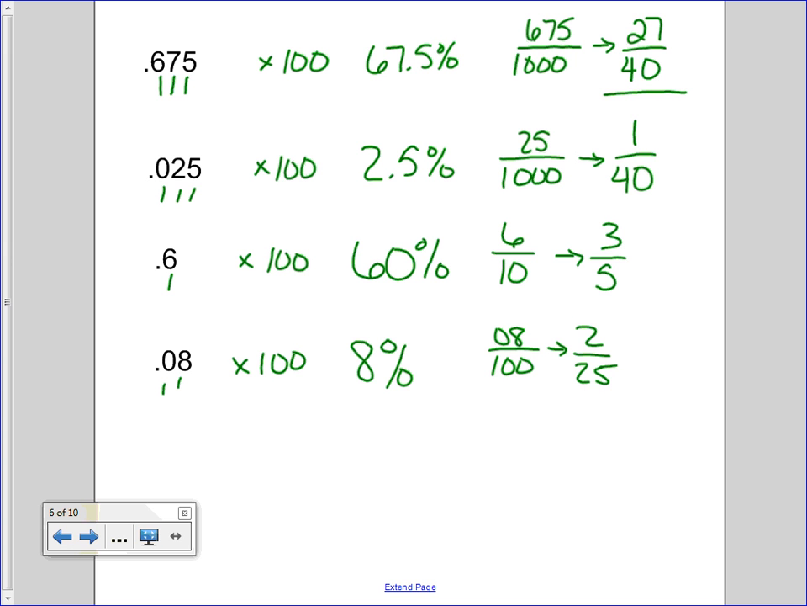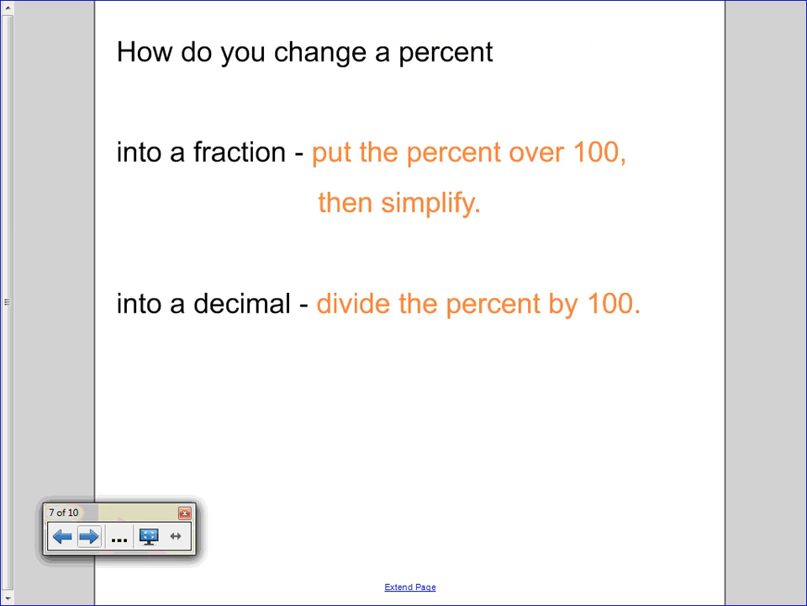So we changed our decimals into percents and then into fractions. One last group: if we're given a percent, in order to change it into a fraction, we put that percent over 100. Percent basically means out of 100. And then, of course, we simplify. To turn it into a decimal, we take that percent and we divide by 100.